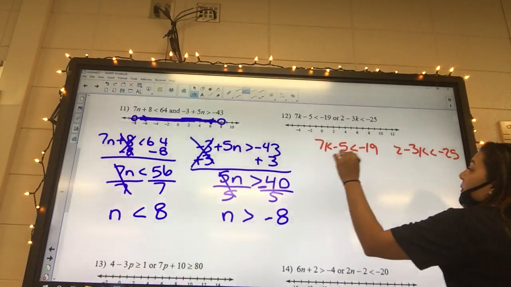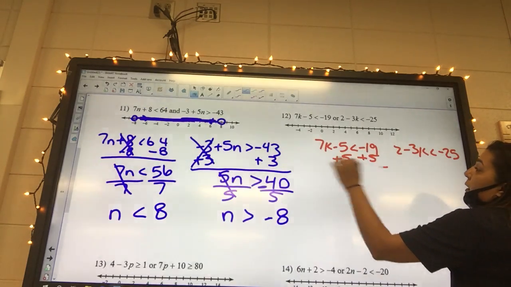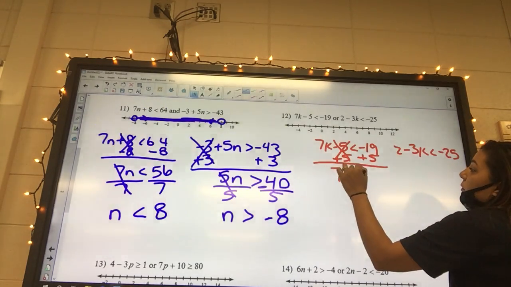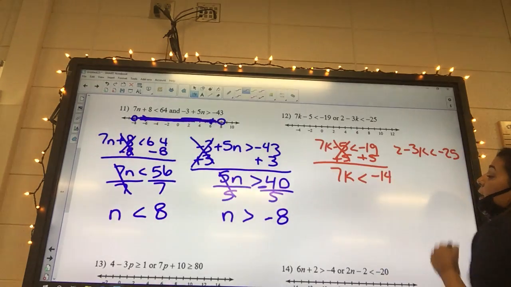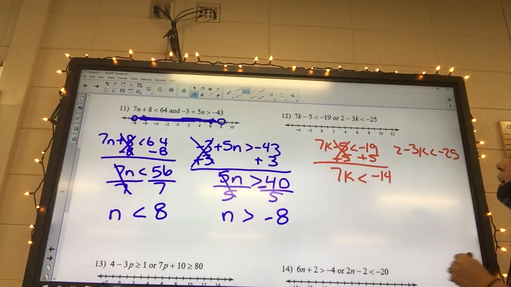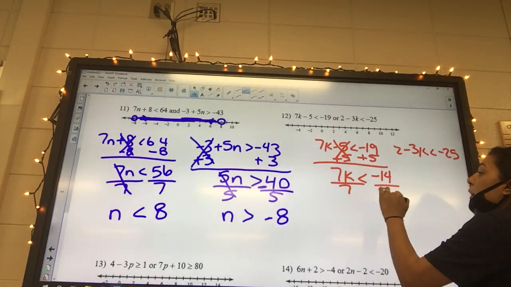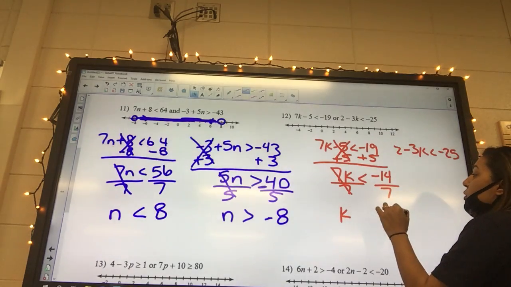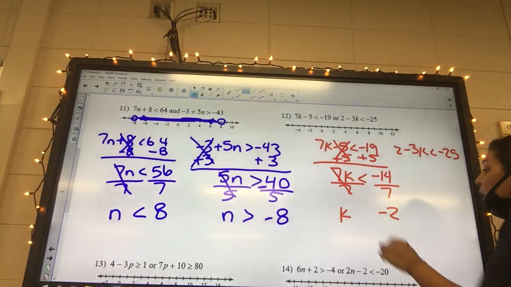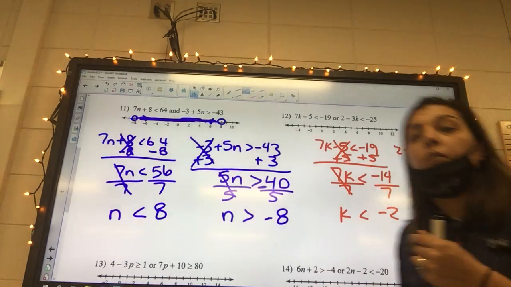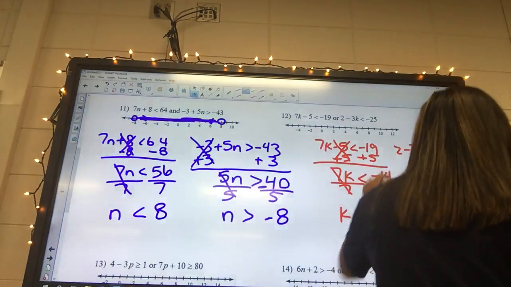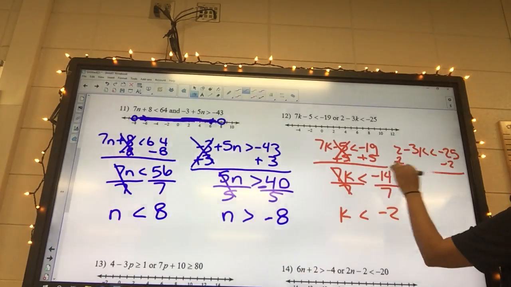Okay, so we're going to say plus 5 on both sides. Negative 19 plus 5. It's going to be negative 14. Okay, and our very last step is going to be to divide. Do we need to flip? No. Okay, on this one, do I plus or minus that 2? It's a negative. You subtract it. Subtract 2.